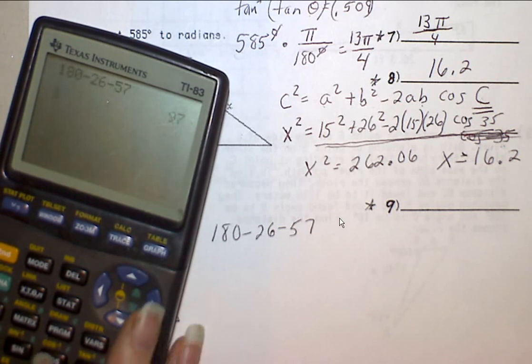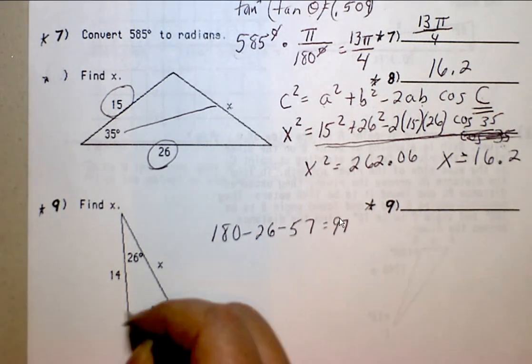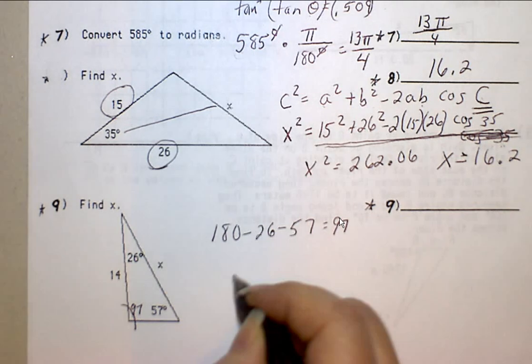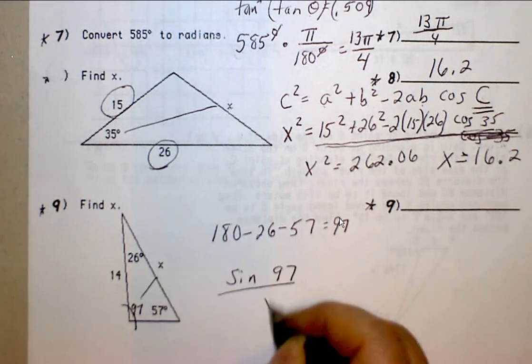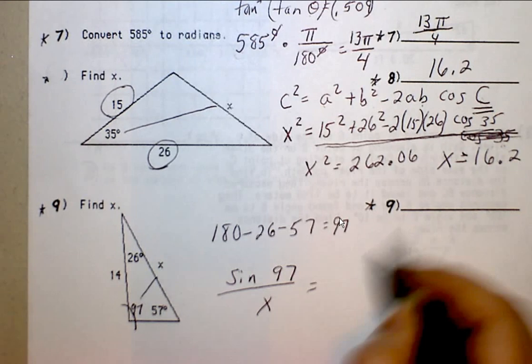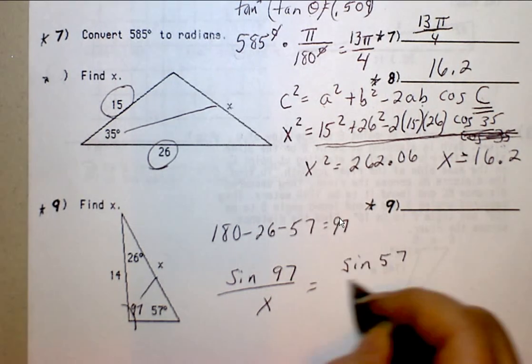So I get 97. So that means this right here is 97. So I have sine of 97 over x is equal to sine of 57 over 14.